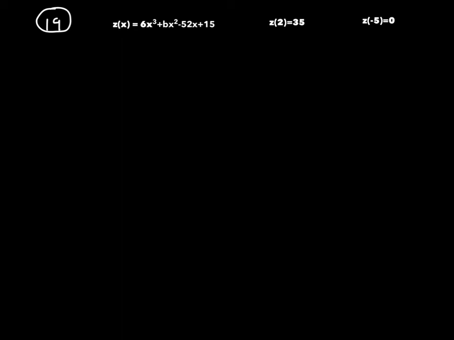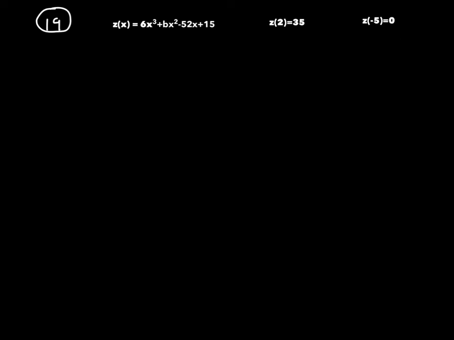Number 19 wants us to algebraically determine the zeros of this function. Well, in order to do that, we first need to figure out what b is equal to. And we can use either one of these givens to help us solve for b. I'm going to use the second one right here. This tells us that if we take -5 and substitute it in for all our x values, we should wind up with a result of 0.